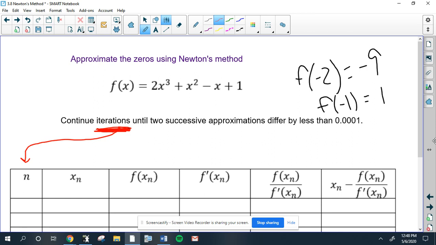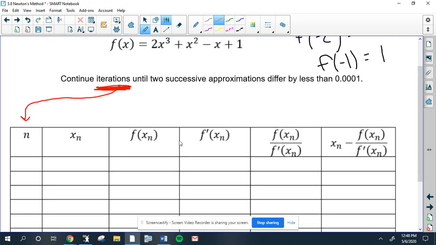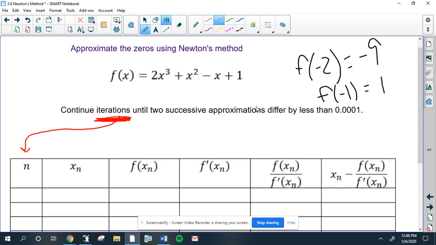Here's another example of using Newton's method to calculate zeros. We're going to do this a little differently. You could probably tell from the last example that it's pretty repetitive, so I set up this chart here to take care of some of that repetitiveness. And you can try this if it helps.